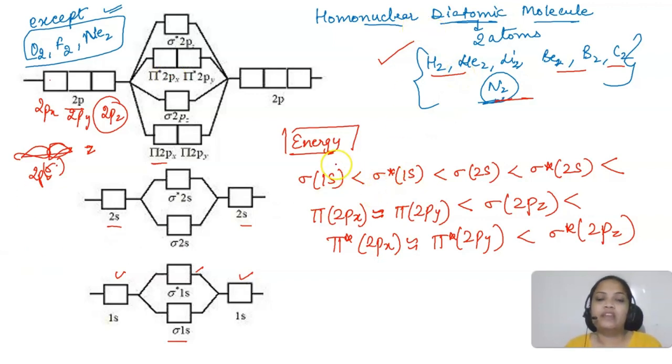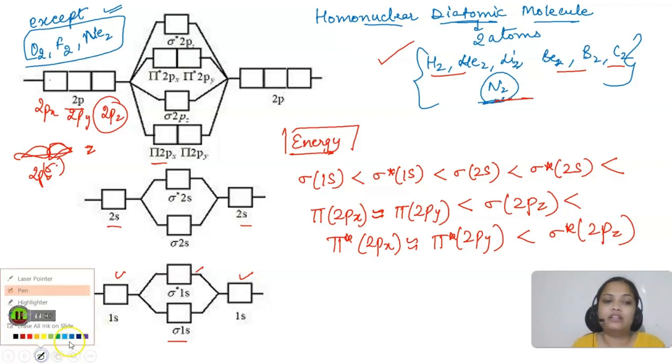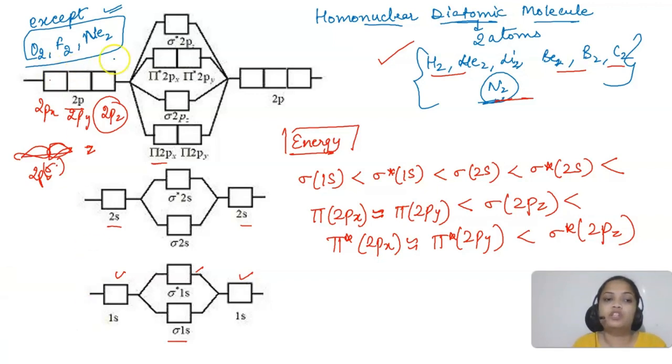This is very important. This is the order. Please note, this is the general order we have. Now I will tell you what it is for oxygen, fluorine and neon. But before that, try to write this order first.